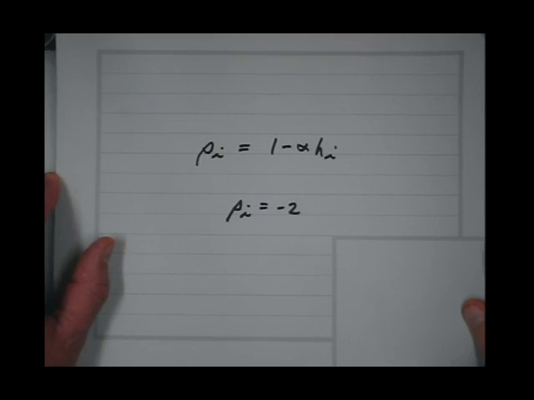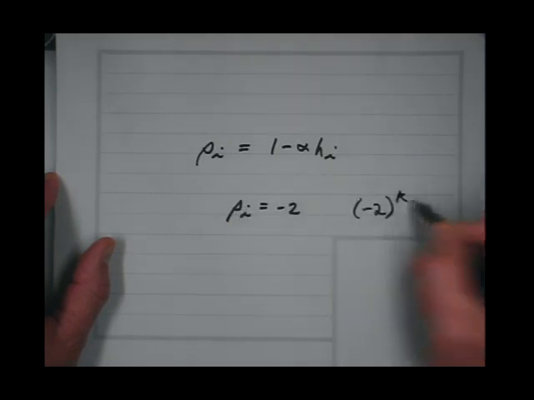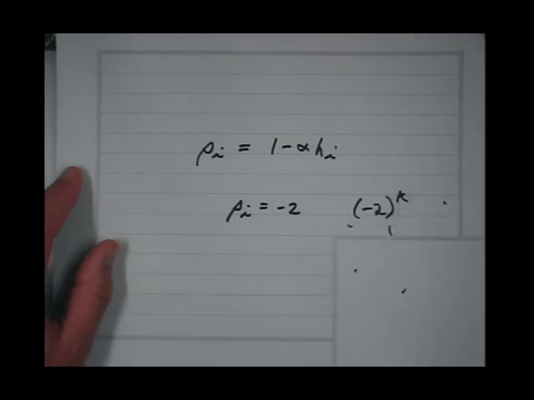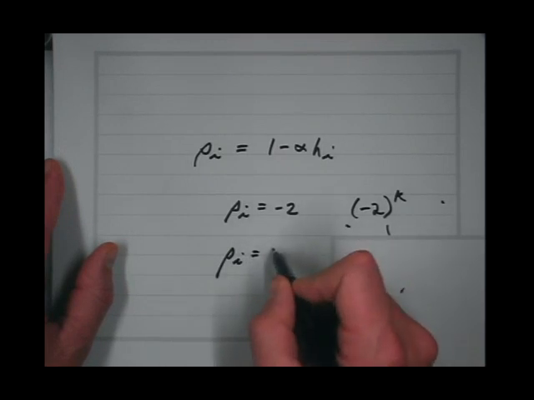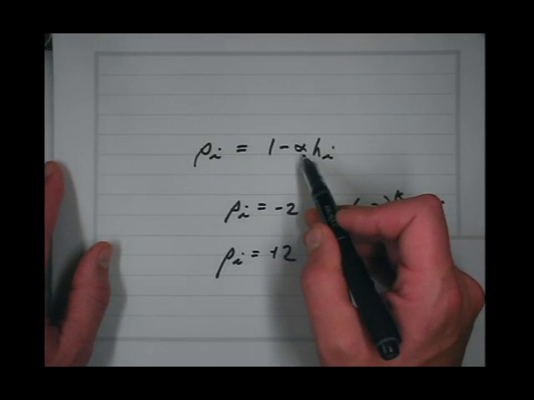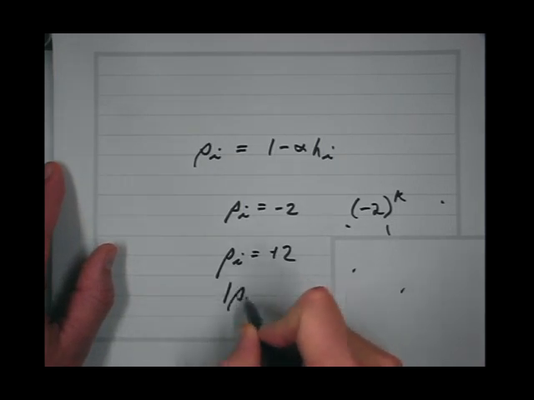I think the sign of 1 minus alpha h_i, the sign of the power will flip. If you do this and you have minus 2 to the k, it'll go crazy. It'll go ding, ding, ding, ding, ding, and it'll blow up, right? If you have rho_i equals plus 2, what would happen? Well, that would be really silly. That would be like using the negative value of alpha, okay? But then what'll happen? It'll go up, okay? So in order for it to be stable, you need that the magnitude of rho_i has to be less than 1, correct?